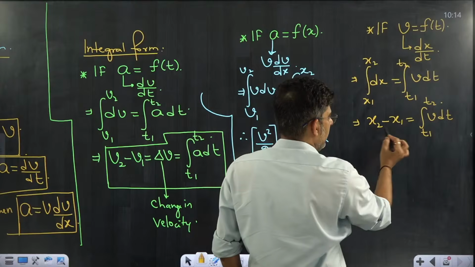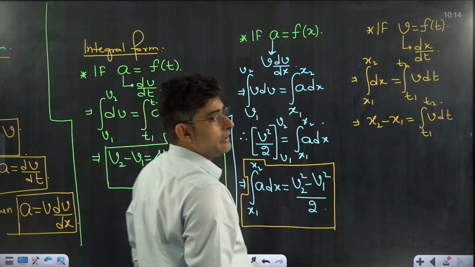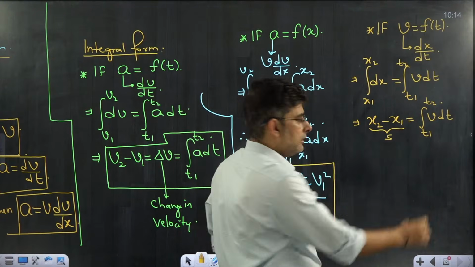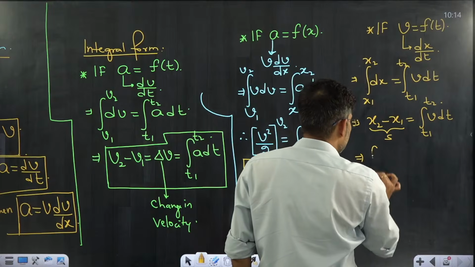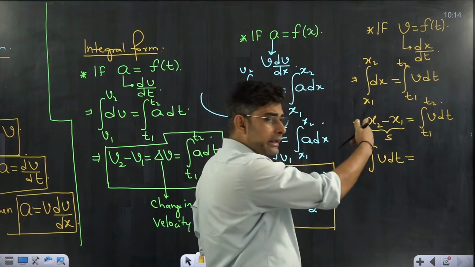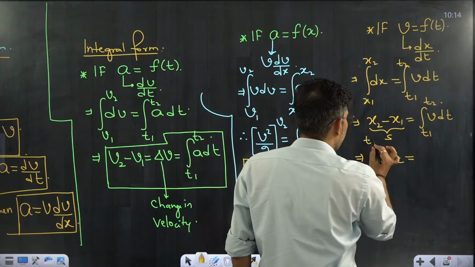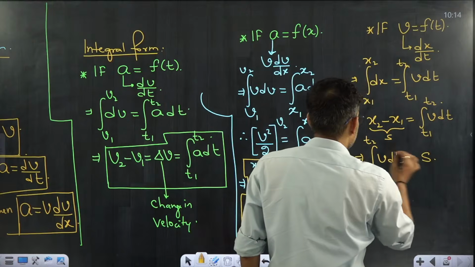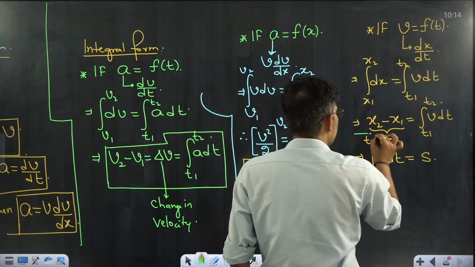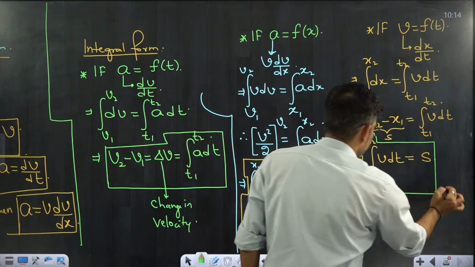But we know what x2 minus x1 is, it is the change in position, which I told is simply displacement. Change in position is called displacement. So here we can simply say, the third important integration formula: if you integrate velocity with respect to time from t1 to t2, you get the displacement in that time interval.